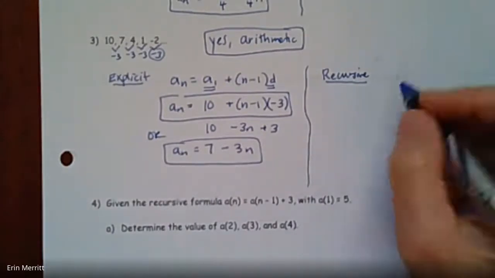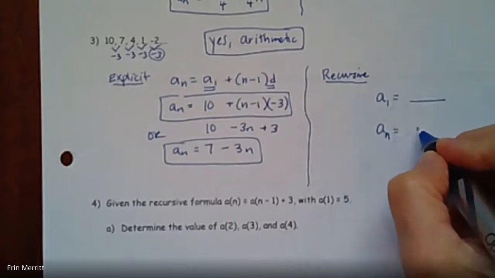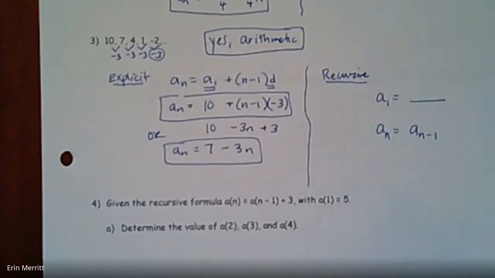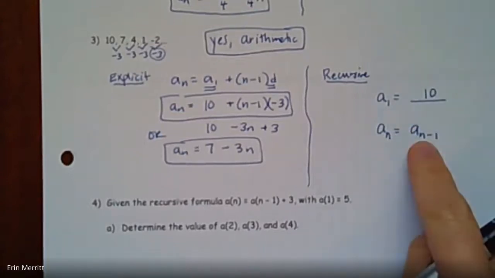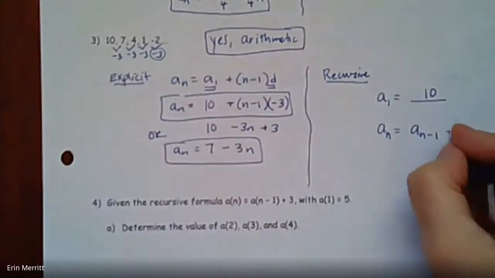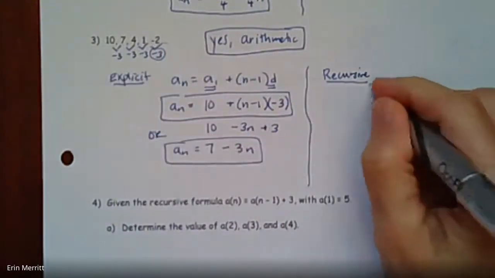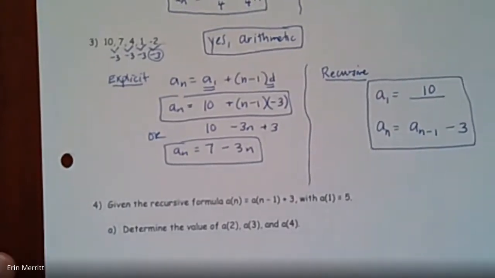In terms of the recursive formula, tell me the first term, and then what are we adding to the term previous to the one we want. So first term is 10, and then we would take the term before it, and actually instead of adding 3, we would subtract 3. So that is your recursive rule. So just a few practice ones that are nice to go with.